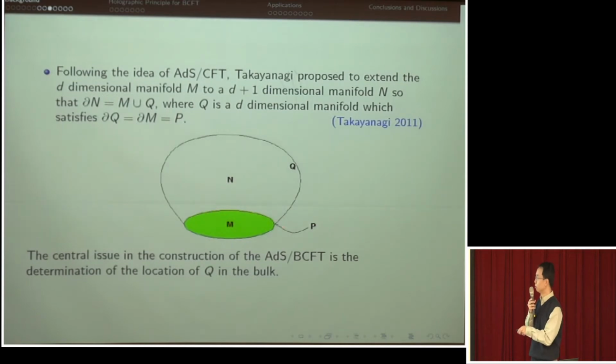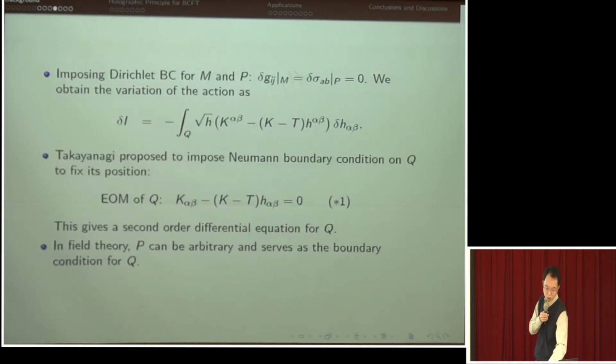So basically, what you need to do is to determine this surface, like a fish net here. This fish net has a boundary on your boundary conformal field theory. We need to know the shape of this fish net, and every gravity process happening in the interior of this cube will be dual to the conformal field theory acting on M. So this is the basic idea. So the determination of Q is the crucial part.